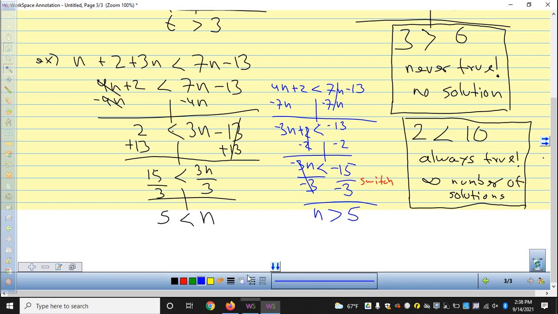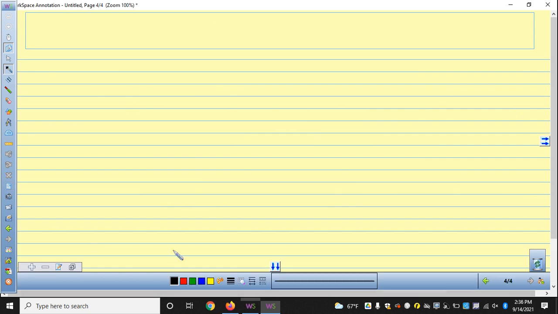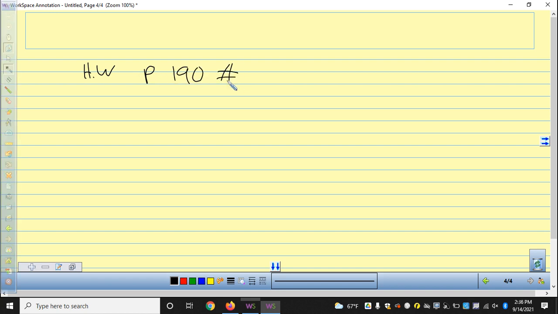Okay. Homework for today is from the book. So let me get the book page. Oh, it's actually up on the board as well, page 190. 10 through 32 even. And then 44, 51, and 54. And this is section 3.4 in the book.